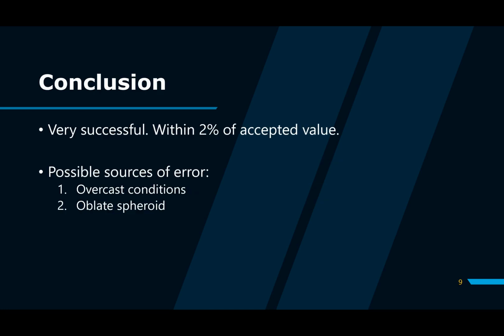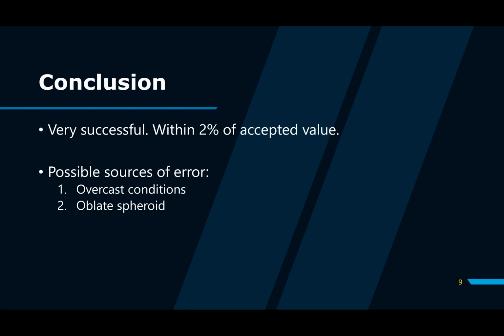So in conclusion, this project was very successful because I was able to calculate a value for the circumference within 2% of the accepted value. However, there were some possible sources of error. The first one was, as I mentioned, that it was quite overcast, so I wasn't able to get a measurement at solar noon. However, I think I was close enough, and I don't think a few minutes would change the angle that much. So the error with that was probably very low.